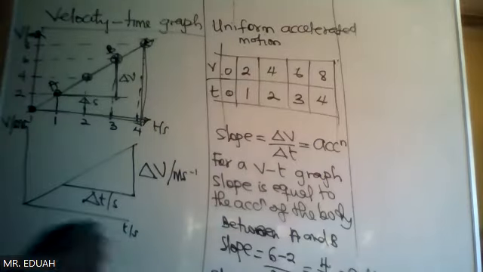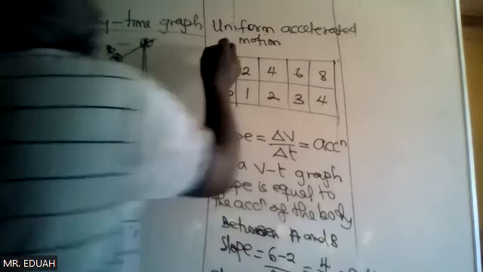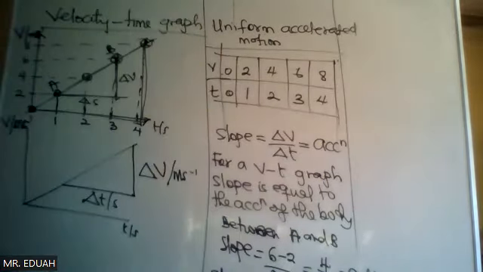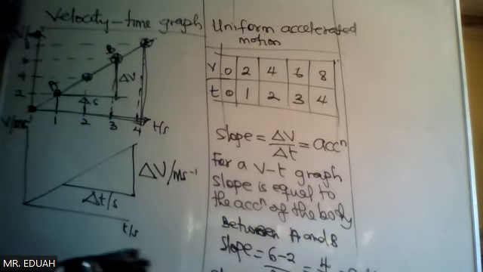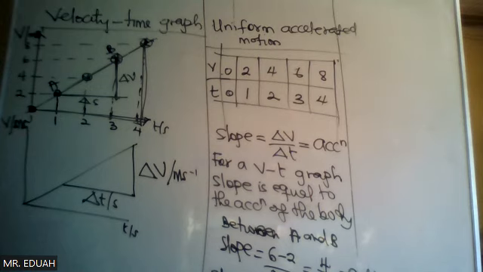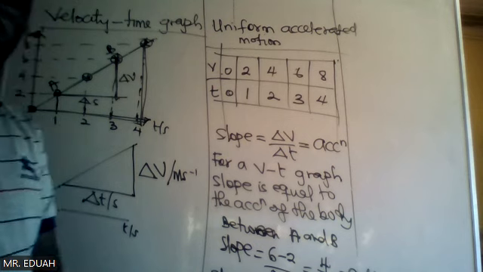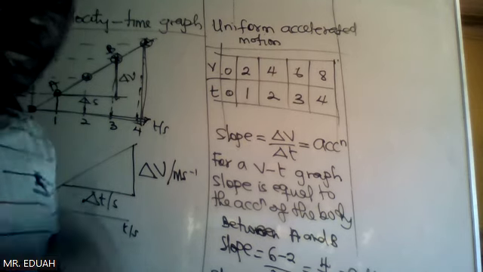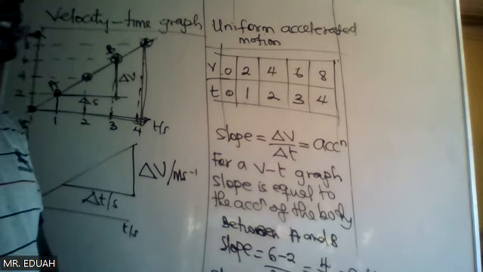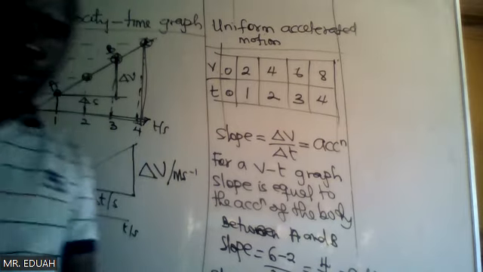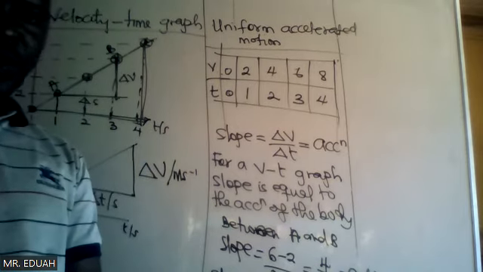So for a uniform accelerated motion, the body moves with equal speed or velocity change within equal time interval. Or for a uniform accelerated motion, the rate of change of velocity with time is uniform or constant. Class, do you have any question to ask?